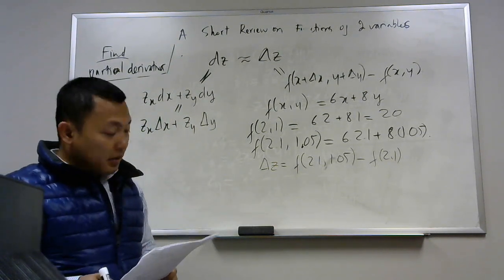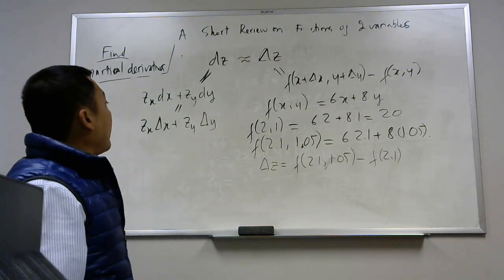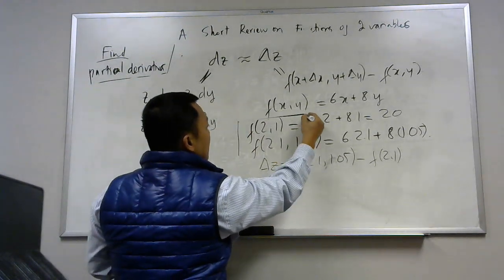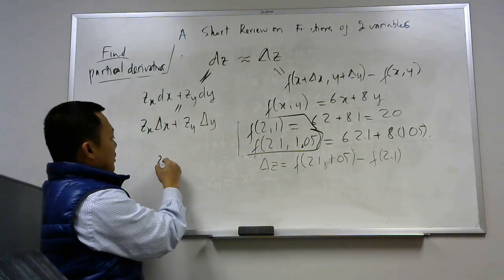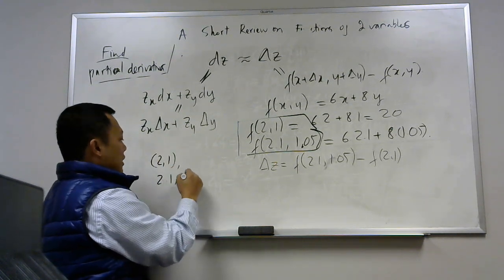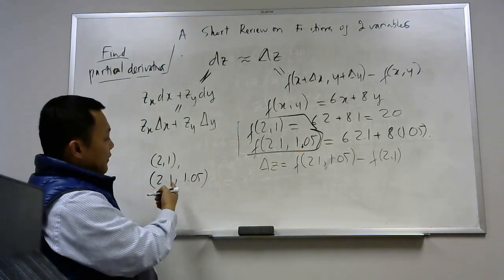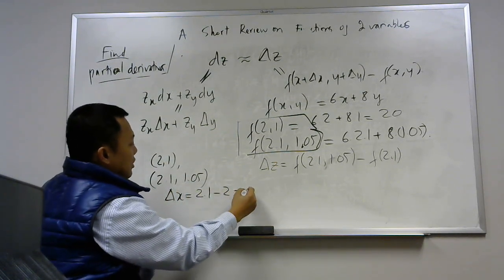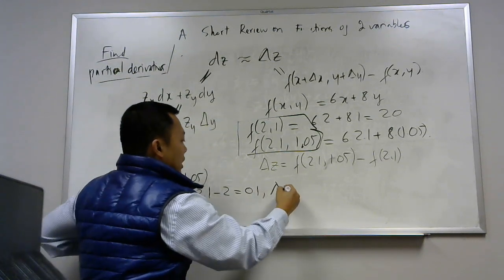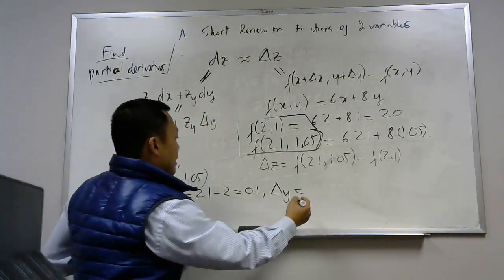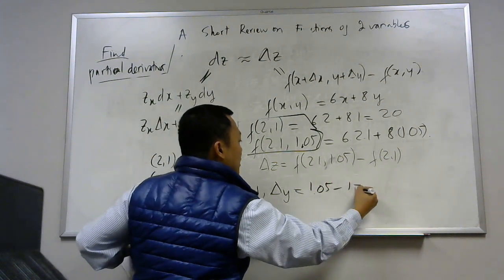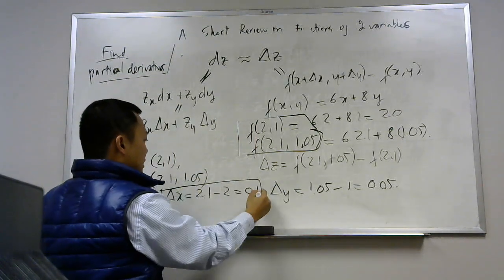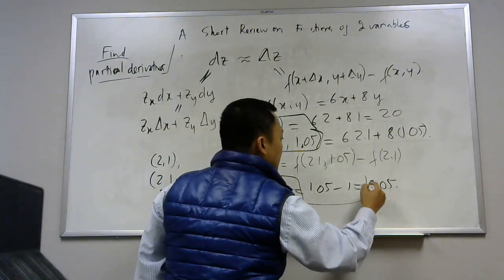The second question is that they consider 2 points. They consider 2.1 and then 1.05. So from here you can find delta x. What is delta x? Delta x is 2.1 minus 2, which is 0.1. And what is delta y? Delta y is 1.05 minus 1, which is 0.05. So you already have delta x and delta y here.